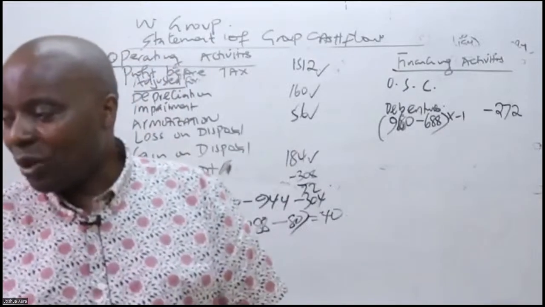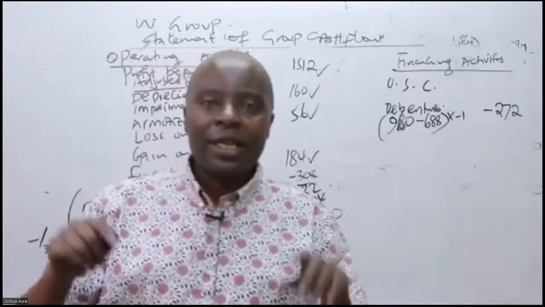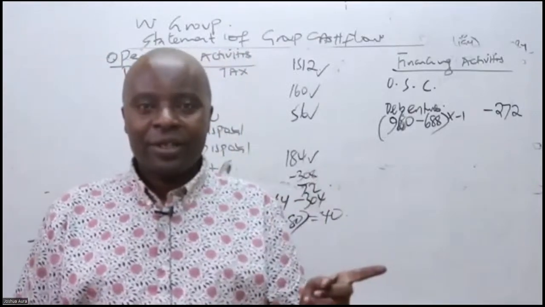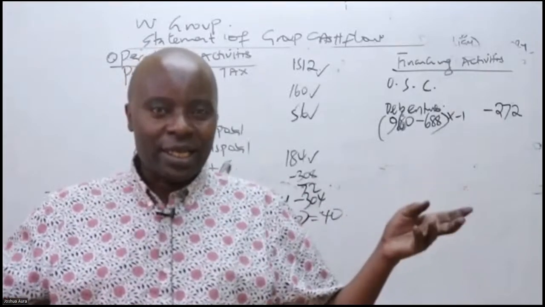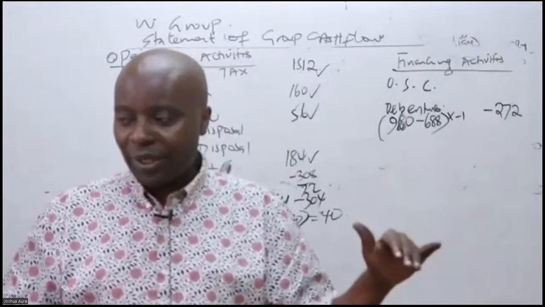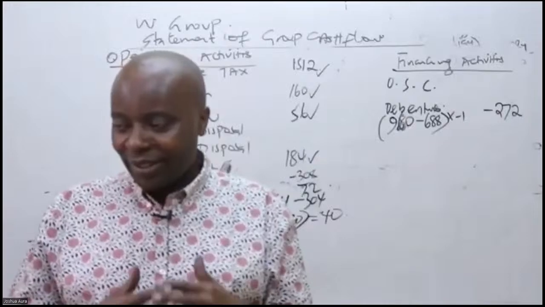Ordinary share capital. What have we said about ordinary share capital? You can see beginning is 800, end is 800. So there was nothing really that changed there. 800, 800. Then you're able to see 800 in the ordinary share capital, 800, 800.